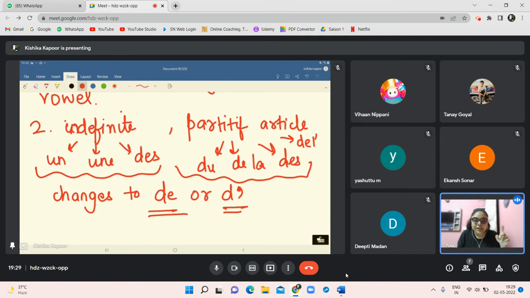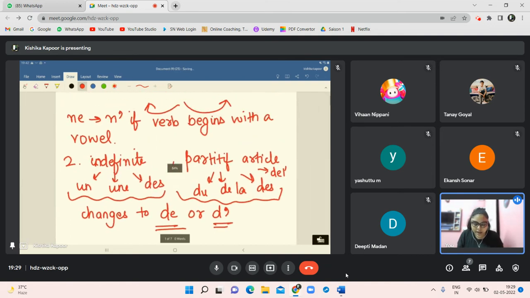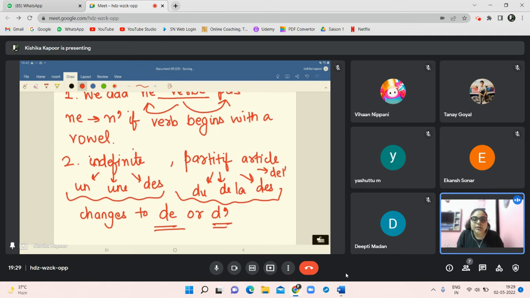The first rule of negation is that you put ne and pas around the verb. And the second rule is if there is an indefinite article or a partitive article, you change it to de or d' in your sentence. Is that clear? Okay.